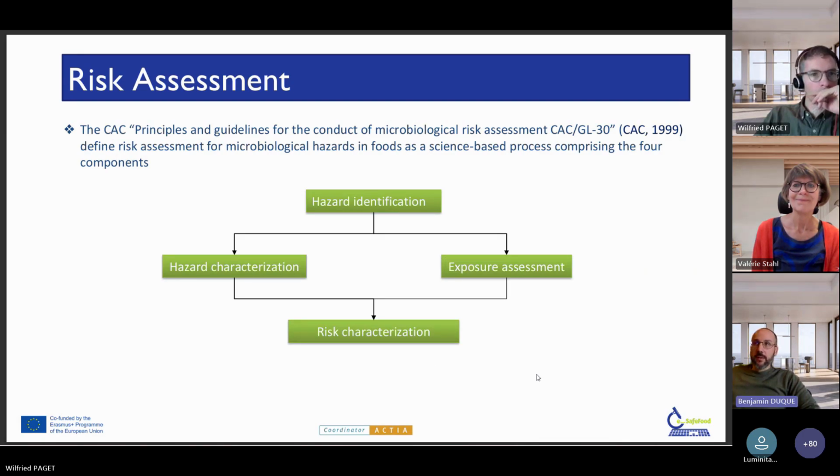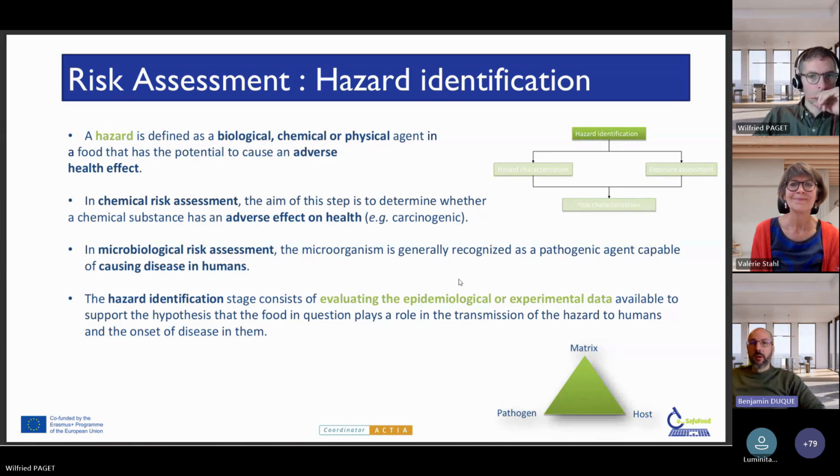So the risk assessment is composed of 4 steps. The first, hazard identification, then hazard characterization, the exposure assessment, and the risk characterization. And we will quickly go over these different stages. So the first step of risk assessment is the hazard identification. As a reminder, a hazard is defined as a biological, chemical, or physical agent in a food that has the potential to cause an adverse health effect. So in our case, it's more biological hazards.